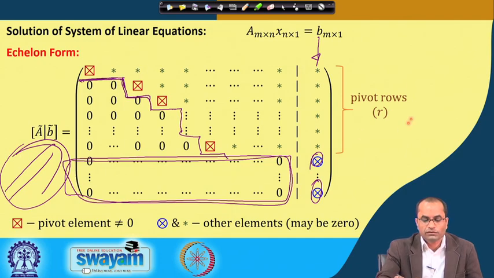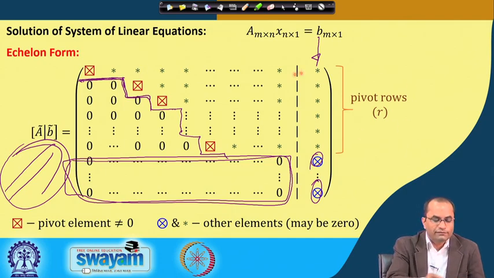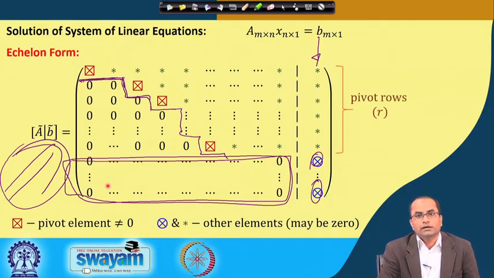So, we have these so-called pivot rows. Here we have taken these pivot rows up, and if something is 0 in our matrix A, we have brought it down to the bottom of the matrix.